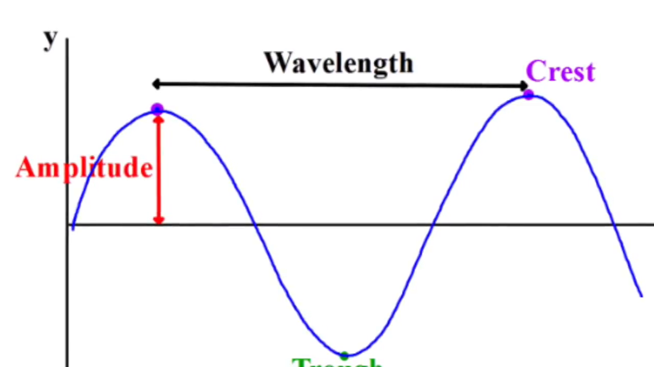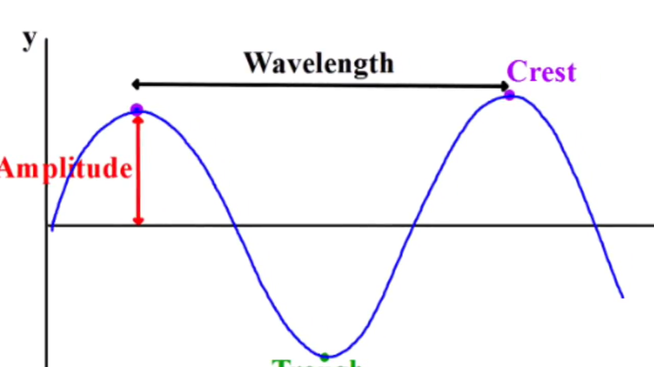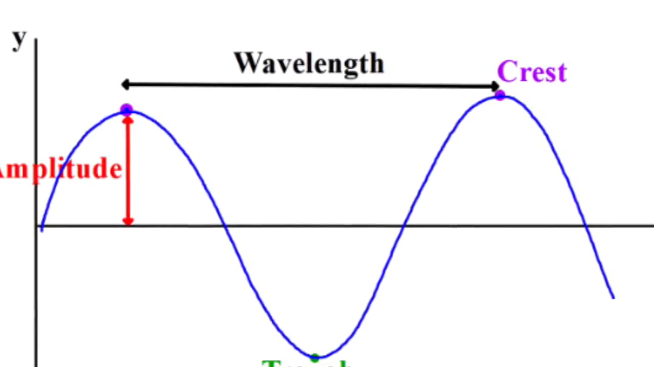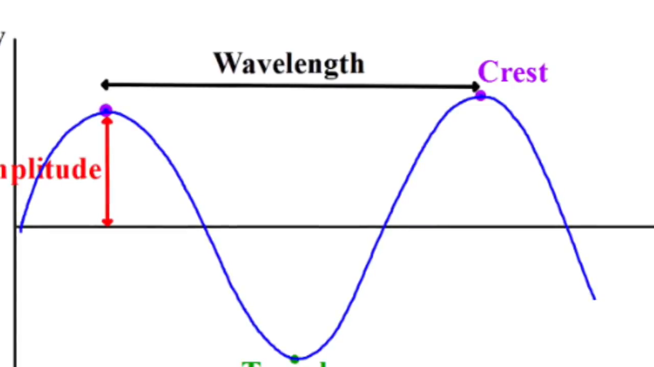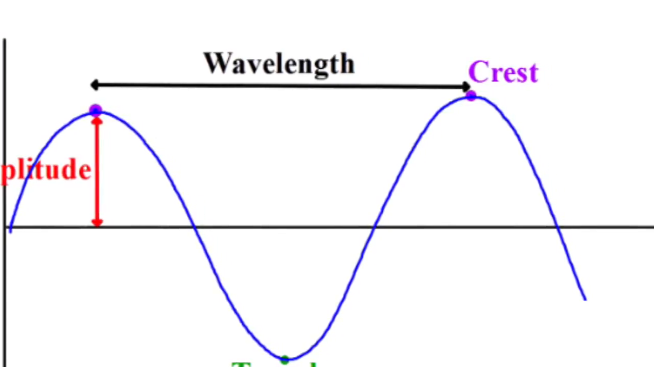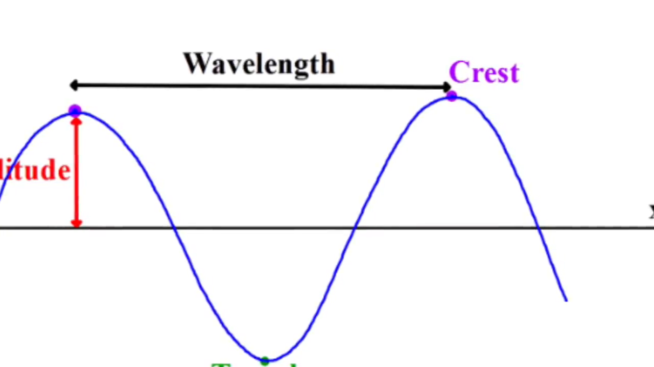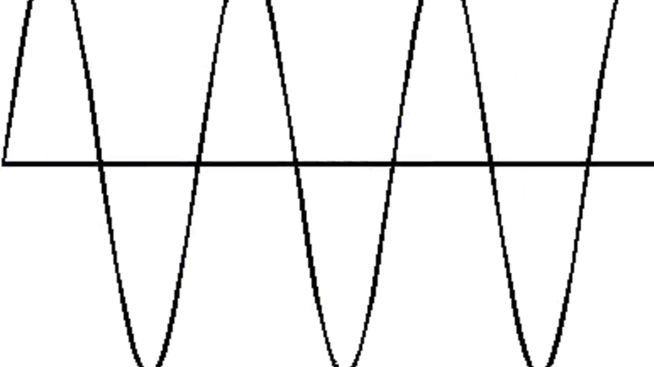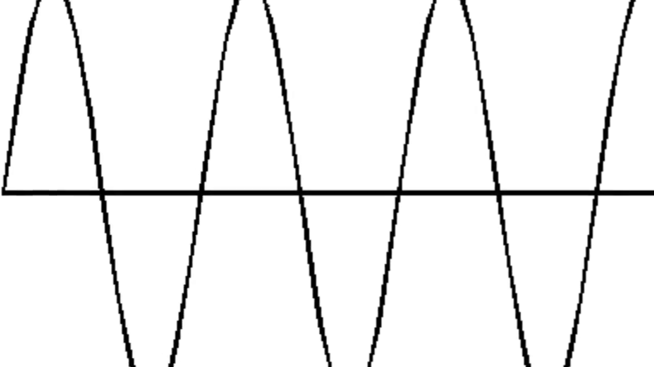The wavelength is the distance between any two corresponding points on a wave. The wave goes from crest to crest or trough to trough. The amplitude goes from rest position to crest or rest position to trough. It is either high amplitude or low amplitude. The frequency is the number of waves that pass a certain point in a given amount of time.